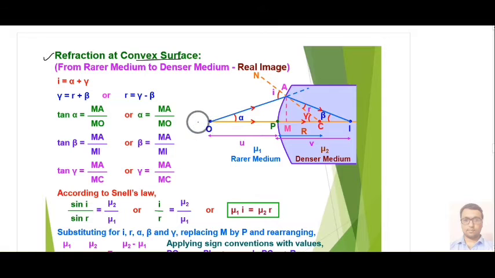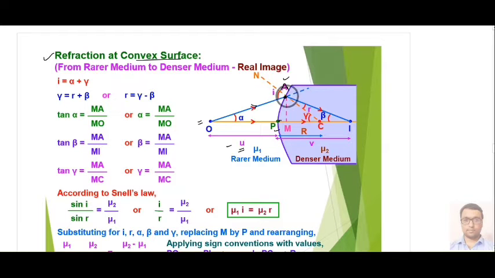Here we have one object that is placed in front of this convex surface, and this distance of the object from the pole can be denoted by small u, and one incident ray goes from this object to this side, and this point is called A, at which this incident ray strikes.